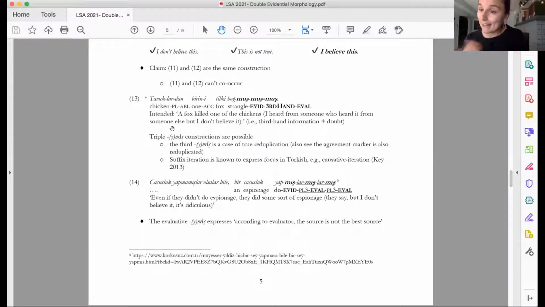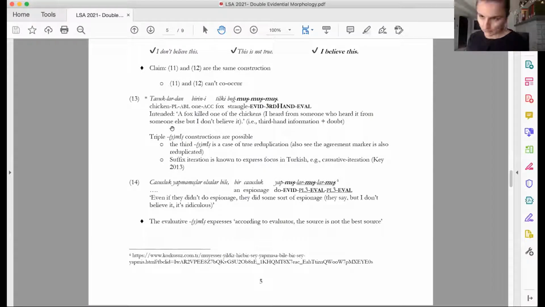In fact, we can find these triple mesh constructions, one of which is given in 14. And this is a naturally occurring example from a newspaper column. The Turkish example is "casusluk yapmamışlar olsalar bile bir casusluk yapmışlarmış." So this means that even if they didn't do espionage, they did some sort of espionage, I hear, but I don't believe this.